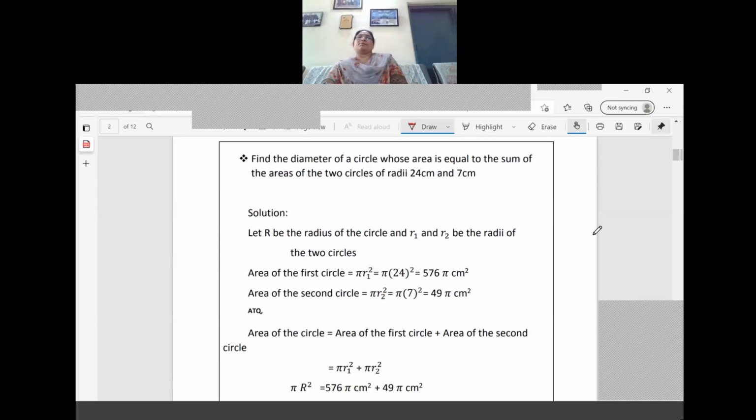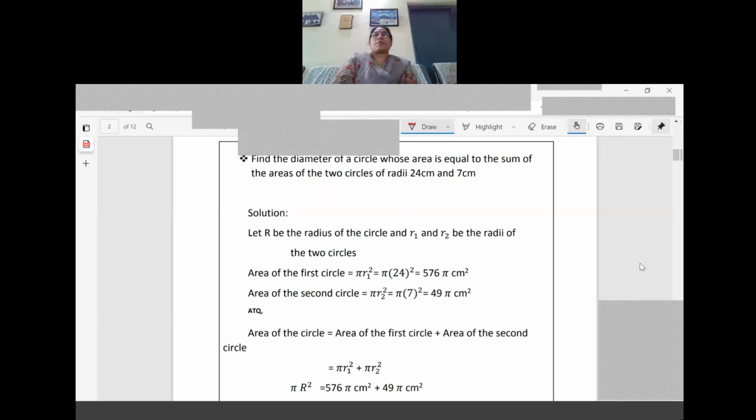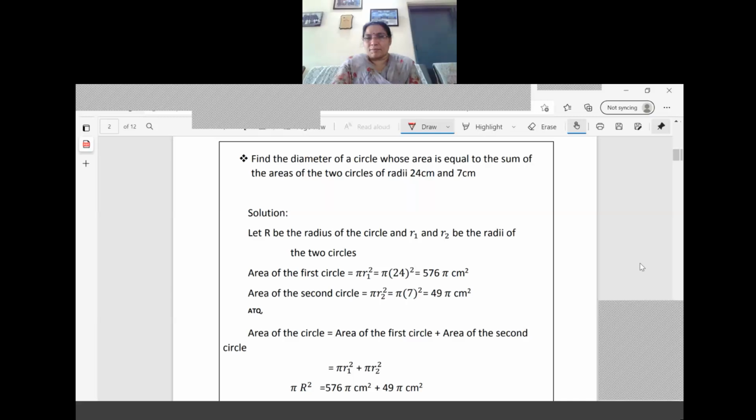The next question. Find the diameter of a circle whose area is equal to the sum of the areas of the two circles of radii 24 centimeter and 7 centimeter. What is given in the question? Two circles' radii are given. Which are they? 24 and 7.